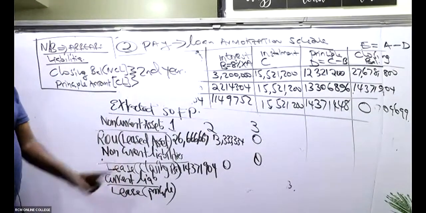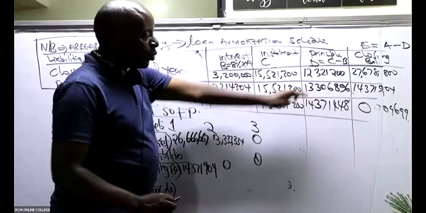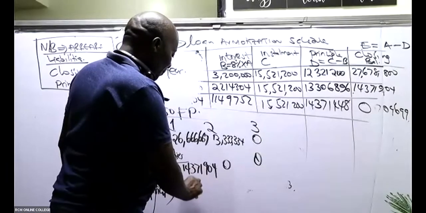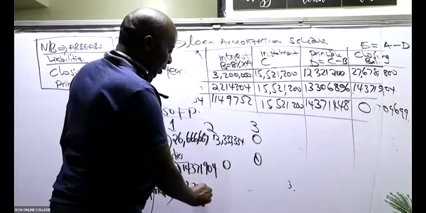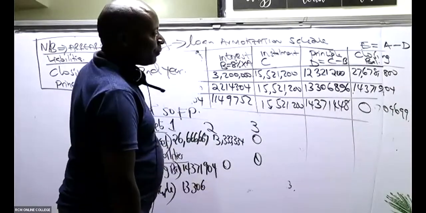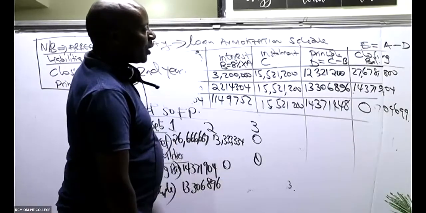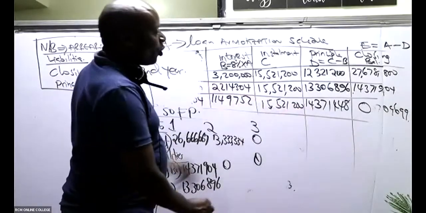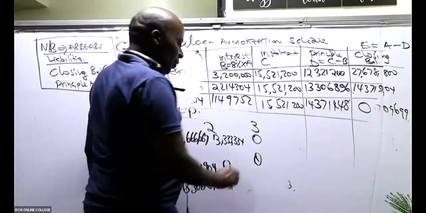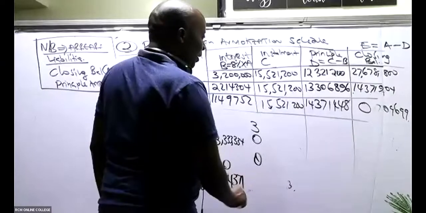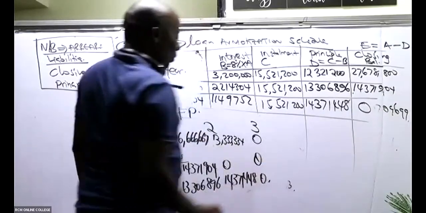Na pia principal amount, unakuja kwa principal amount unaanzia year 2. Year 2. Unasema 13,306,896, and then this one here, you know always year 1, 14,371,448. The other one is 0 because there are 3 years.